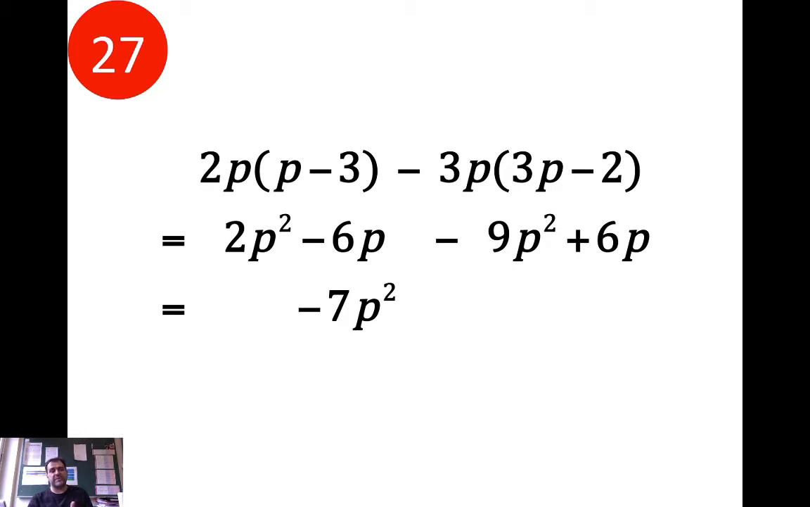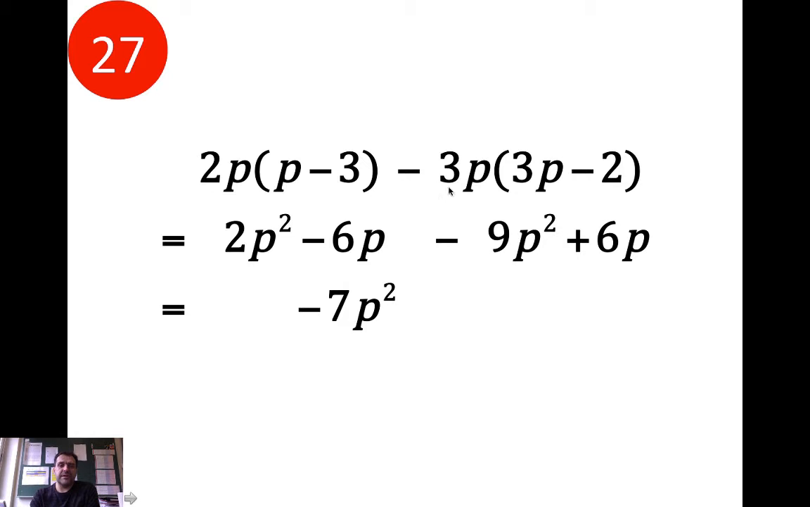Question 27. 2p times p minus 3 minus 3p times 3p minus 2. So again, doing the multiplying first, 2p times everything in this bracket. 2p times p gives you 2p squared. 2p times minus 3 gives you minus 6p. Now doing the second bit, and remember that's not actually a 3p, but it's a minus 3p, so I'm going to do minus 3p times everything in the bracket.